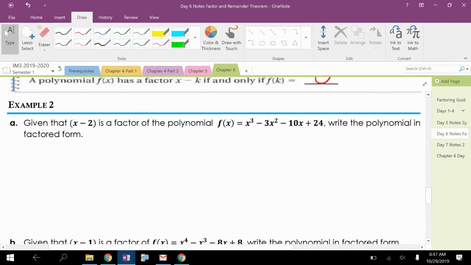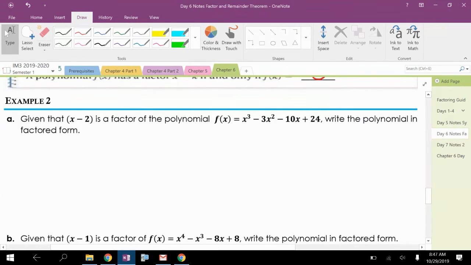So it says, given that it is a factor, we know for sure it does divide evenly, write the polynomial in factored form. Now, this is a different question. We want it to be like x minus 2, x plus 5, x plus 3, whatever it may be. Factored form is not x equals something. It looks like groups of parentheses. So let's go ahead and do synthetic.